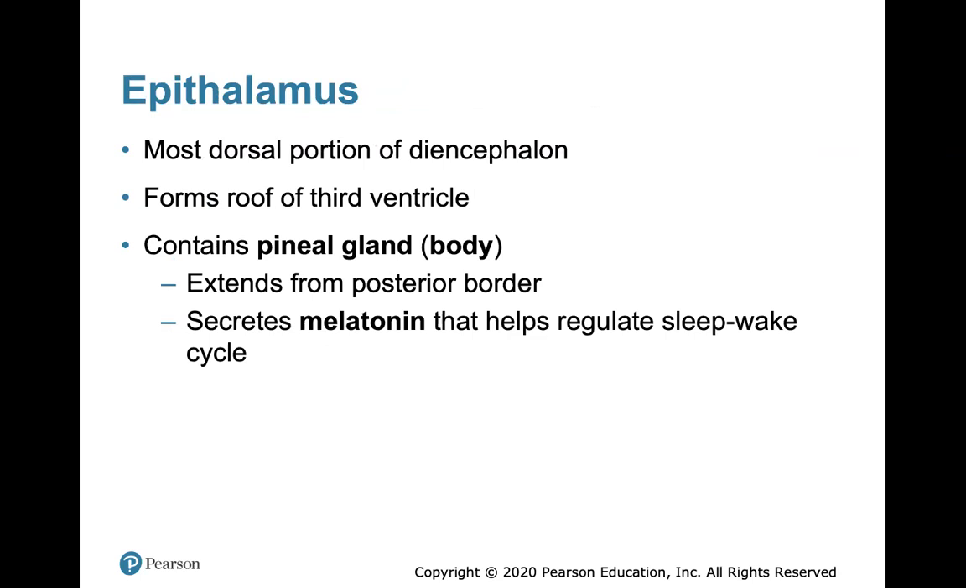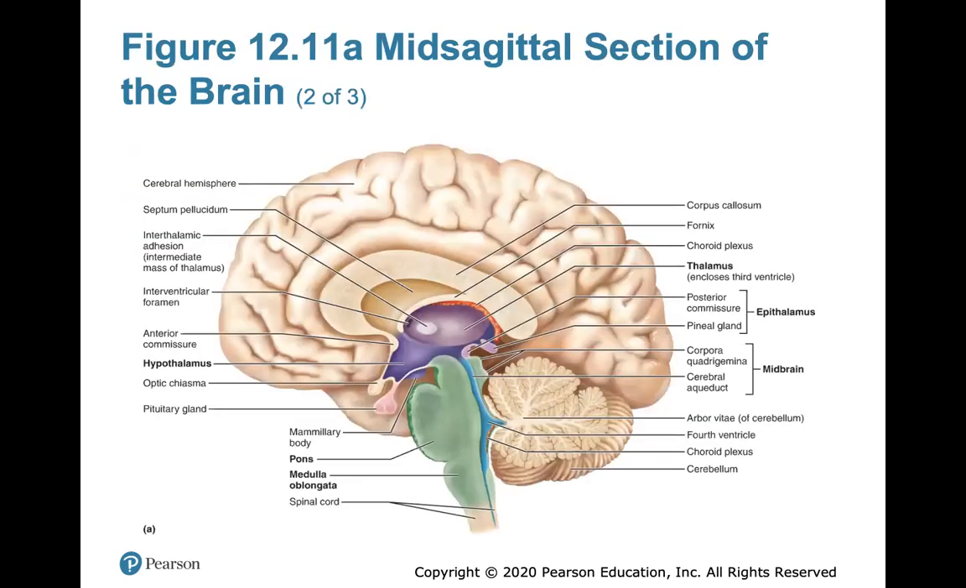The epithalamus then is the most dorsal portion of the diencephalon. It forms the roof of the third ventricle, and it contains the pineal gland, which extends from the posterior body. And the pineal gland or body is important for secreting melatonin that helps to regulate your sleep and wake cycles. So here's a look at some of the structures we've been talking about, the pineal gland, the hypothalamus, and the thalamus.